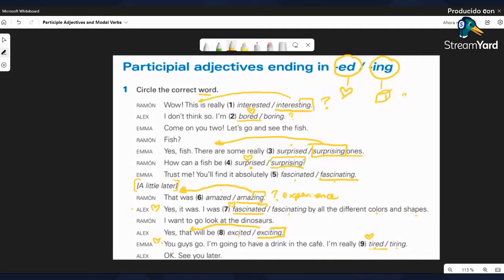A little later. "That was amazing." "Yes, it was. I was fascinated by all the different colors and shapes." "I want to go look at the dinosaurs." "Yes, that will be exciting." "You guys go. I'm gonna have a drink in the cafe. I'm really tired." "Okay, see you later." And that's pretty much the ending, guys.